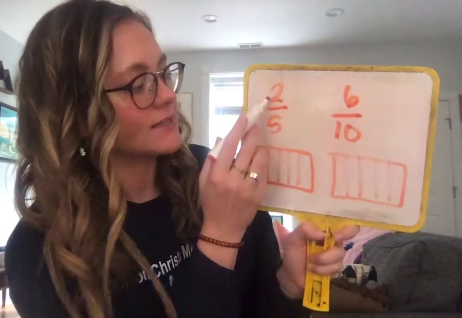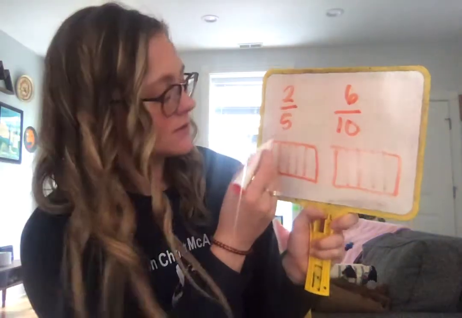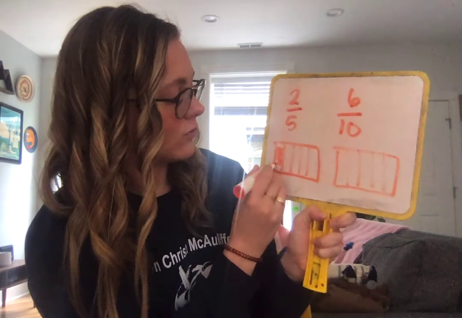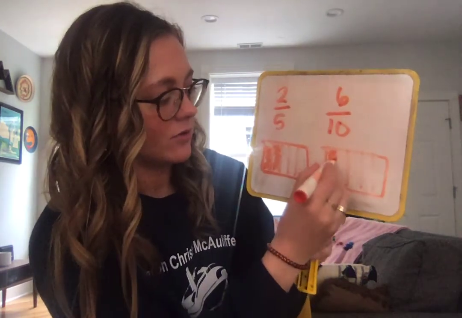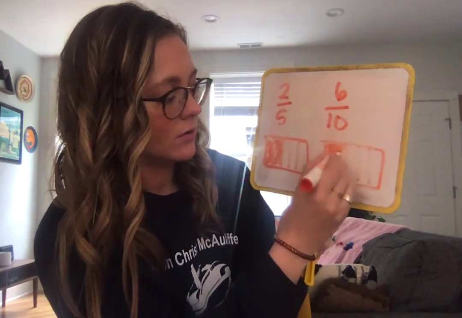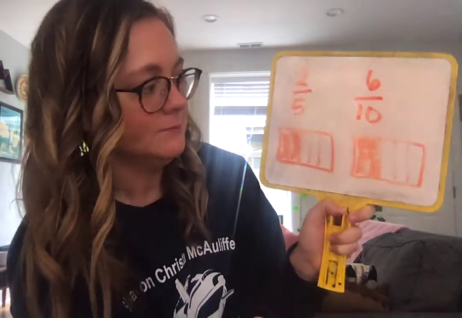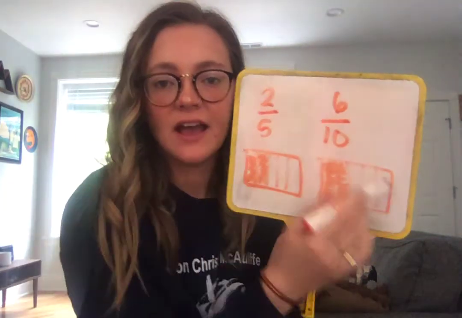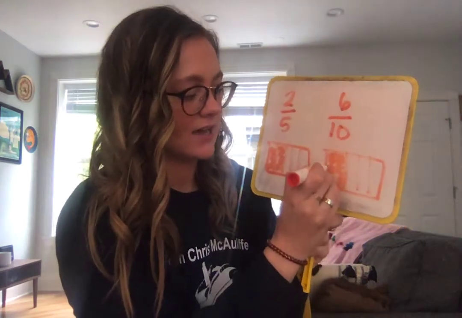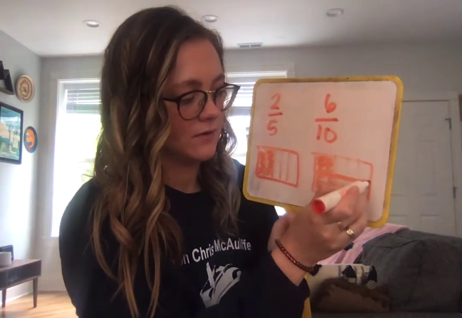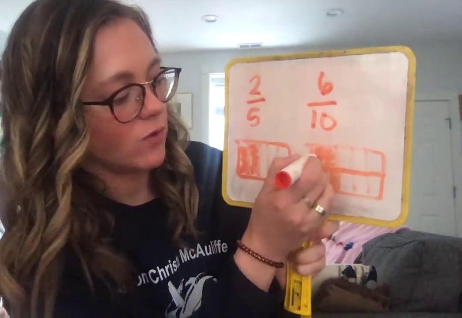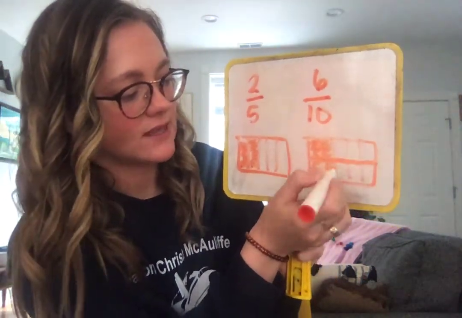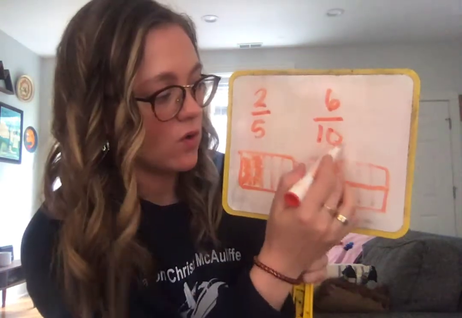The part is how much? It's 2, so I'm going to color in 1, 2, and I'm going to do that to both. And now I have 5 sections, but this shape is supposed to have 10, so I'm going to cut them in half. And now I have 1, 2, 3, 4, 5, 6, 7, 8, 9, 10, which is this whole.